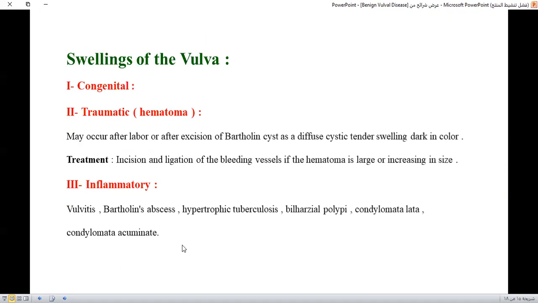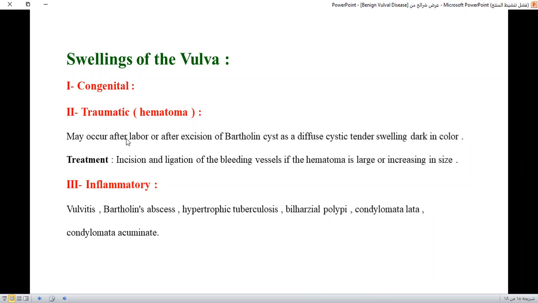We are talking about the swelling of the vulva. Swelling of the vulva may be congenital, or traumatic hematoma, or inflammatory. Congenital swelling, or maybe a traumatic hematoma after excision of the Bartholin cyst, is a diffuse cystic tender swelling dark in color.